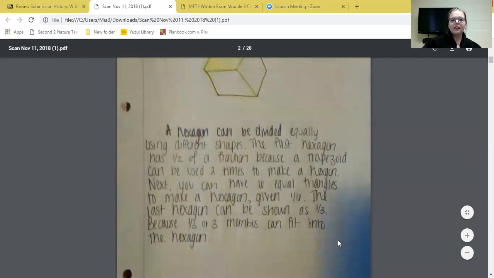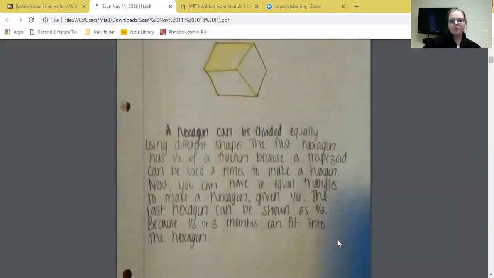A hexagon can be divided equally using different shapes. The first hexagon has 1/2 because a trapezoid can be used 2 times to make a hexagon. Next, you can have 6 equal triangles to make a hexagon, giving 1/6. The last hexagon can be shown as 1/3 because 3 rhombuses can fit into the hexagon.